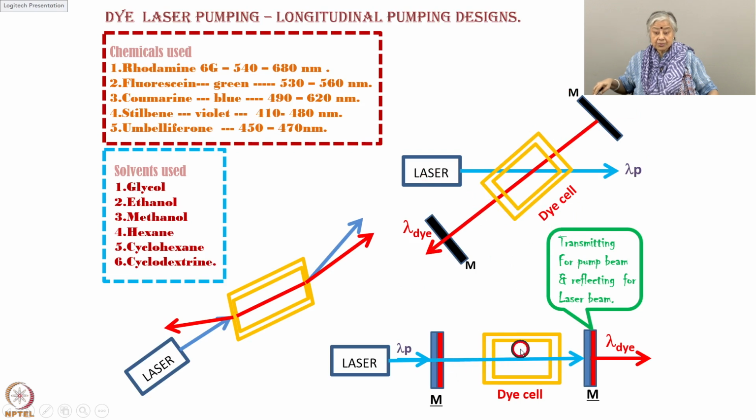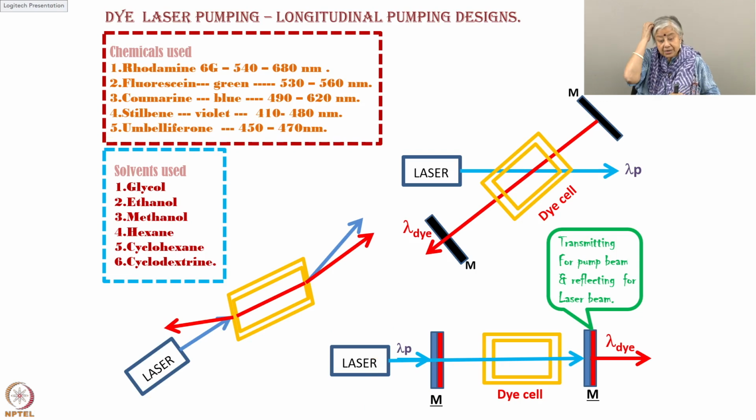Now, the best will be like this, where you have a dye cell placed this way, you have this lasing action, and it is pumping along the line of the laser. So, it is a longitudinal way of pumping. The pump laser goes here, and then you have the dye laser which comes out, and these are the two mirrors.